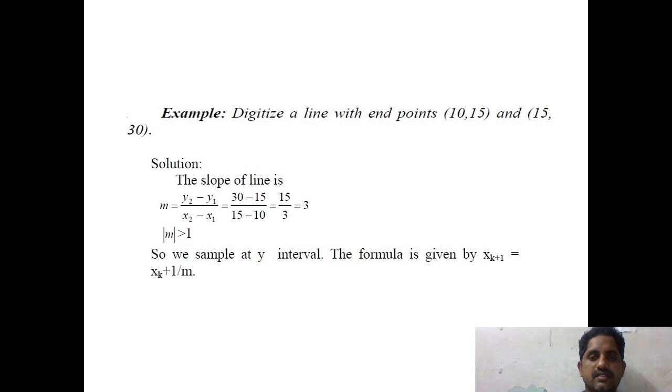Describe a line with endpoints (10, 15) and (15, 30). For example, we can take the slope value. What is the equation of slope? m equals y2 minus y1 by x2 minus x1, that equals 30 minus 15 by 15 minus 10, that equals 15 by 5, that equals 3. 3 is greater than 1, so that is modulus m greater than 1. So we sample at y interval. The formula is given by xk plus 1 equals xk plus 1 by m.